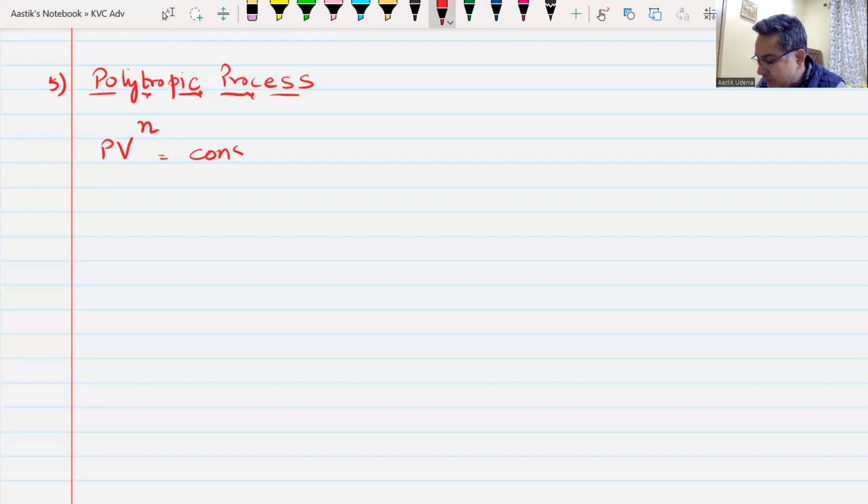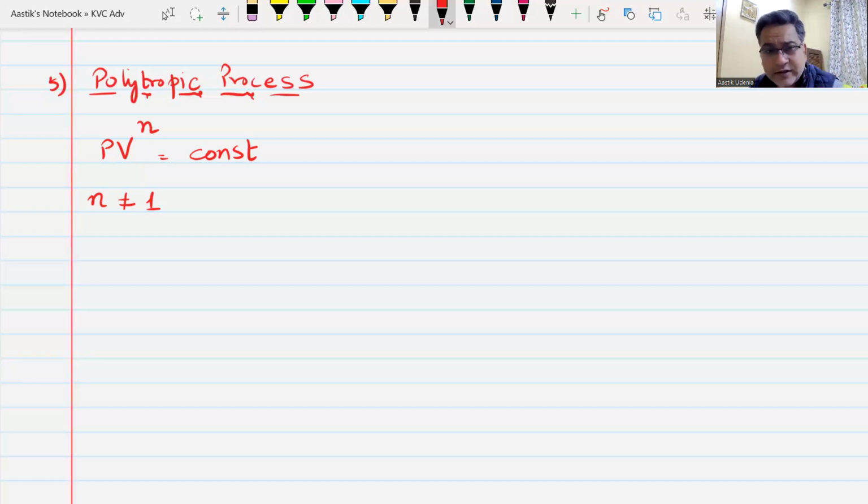Now you may have a lot of processes which come in this form. This eta could be anything. This eta could be any number. It could be a positive number. It could be a negative number. It could be an integer. It could be a fraction. It could be anything. But this eta should not be equal to 1, because if eta becomes equal to 1, it becomes which process? Isothermal process. So eta should not be equal to 1.